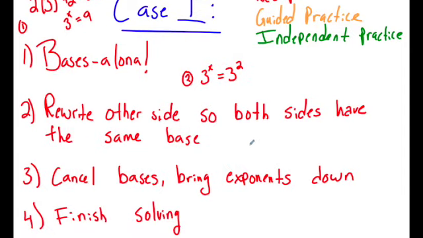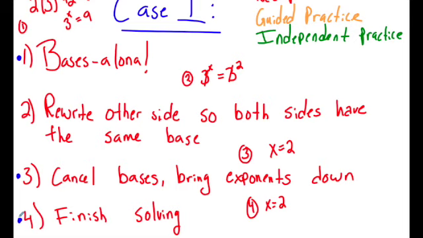Now, what this allows us to do is, once the bases are the same, we can cancel them and set the exponents equal to one another. In other words, bring them down, and then we can finish solving. In this case, we already have it solved, so we're basically done, but in some cases it might not be that straightforward. So this is basically what you need to know about this one. And remember, getting the bases alone is crucial. You can't do anything until the bases are alone. That's true no matter what case you're dealing with. Canceling the bases is something we're going to do in both scenarios, and then finish solving as well.